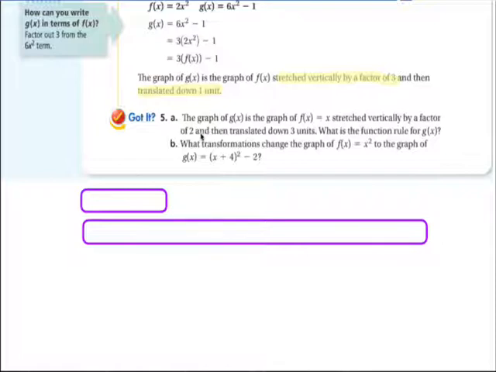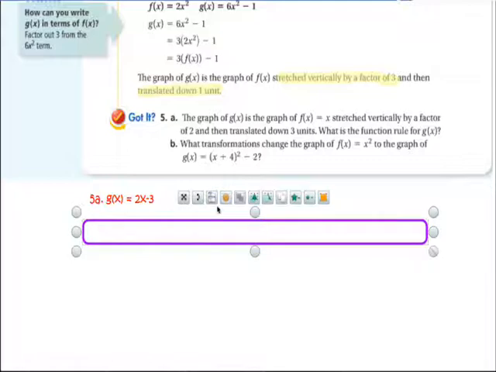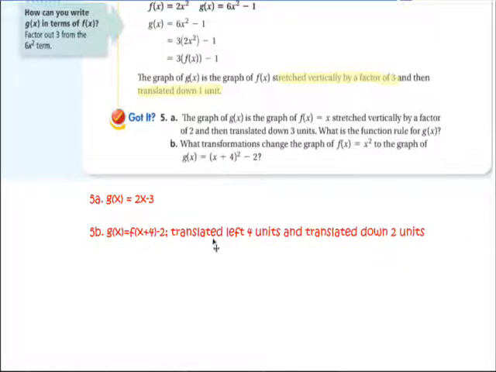All right, welcome back. 5a says the graph of g of x is the graph of f of x equals x, stretched vertically by a factor of 2 and then translated down 3. So that is g of x equals 2x minus 3. The 2 stretches it vertically, and the minus 3 translates it down. Okay, no problem there. Then we're asking what transformations change the graph f of x equals x squared to the graph g of x equals the quantity x plus 4 squared minus 2. We see a plus inside, so I know that's a move to the left, and this is a shift down, so hopefully you got it's been translated left 4 units and translated down 2 units.